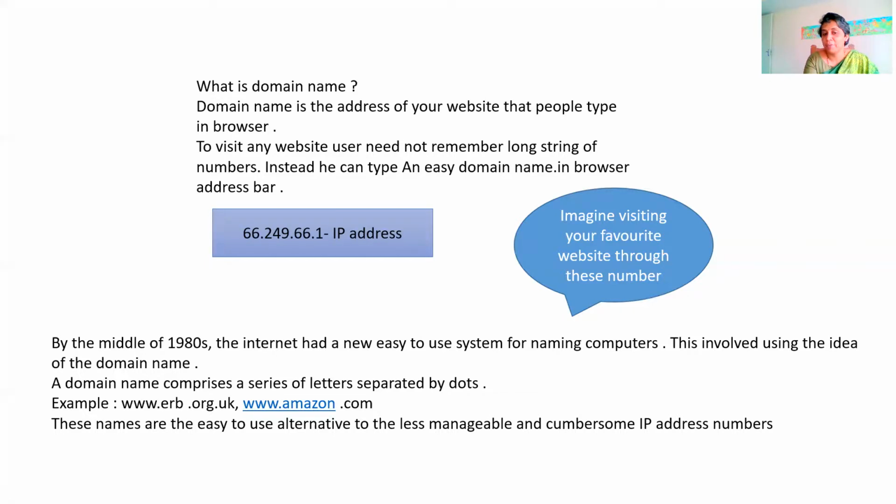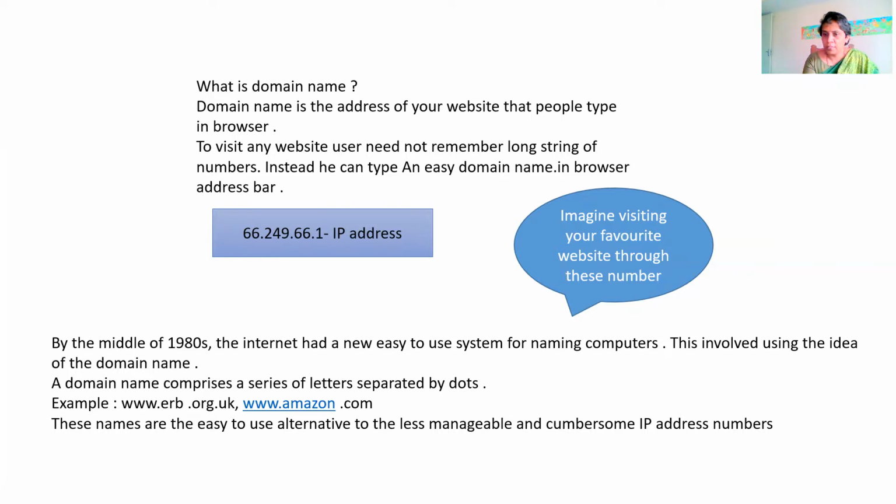It has to be identified through numbers, right? A domain name comprises a series of letters separated by dots. Example, www.erb.org.uk or Amazon. Now it is so simplified, you don't need to write www.amazon, you can just write Amazon, right? These names are the easy-to-use alternative to the less manageable and cumbersome IP address numbers.